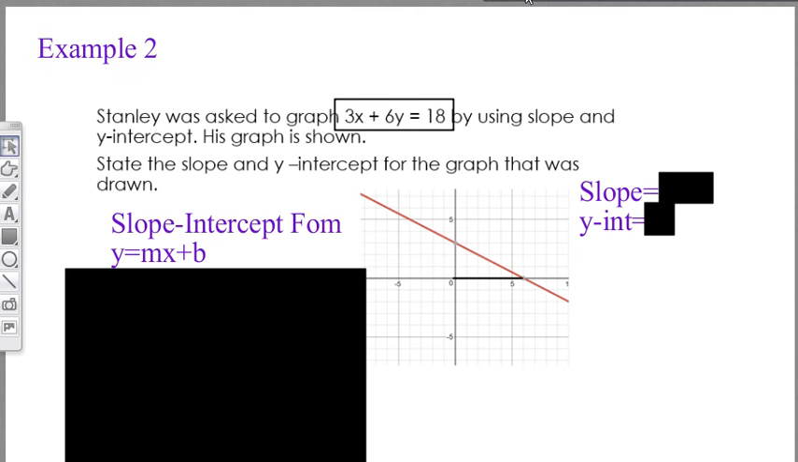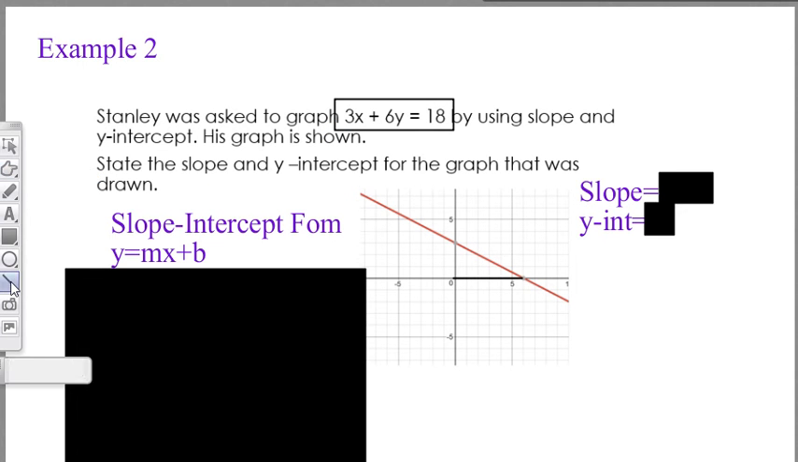This is a review on graphing, and I'm going to show this in two ways because I think it gives us a good overview of more than one type of problem this way. So it says that Stanley was asked to graph 3x plus 6y equals 18 by using slope and y-intercept. His graph is shown. We have the equation given to us. It's in standard form. We want to state the slope and the y-intercept for the graph that was drawn.